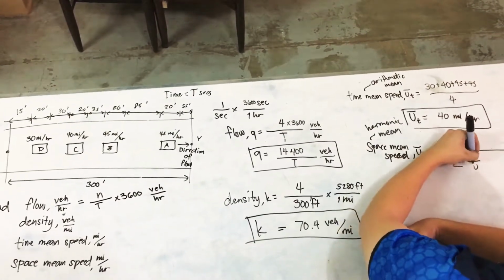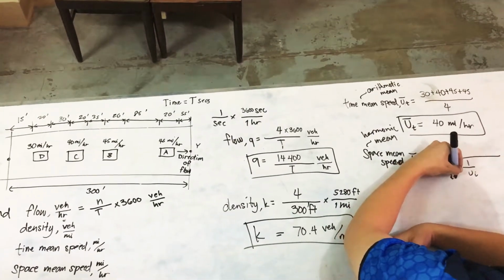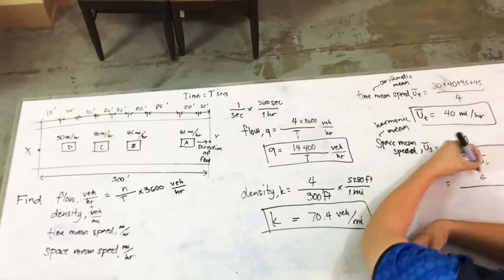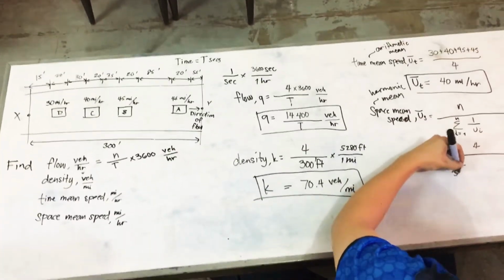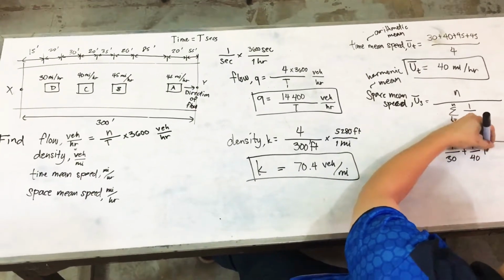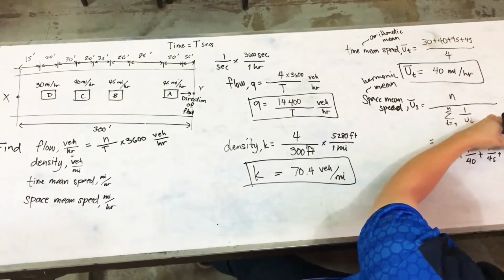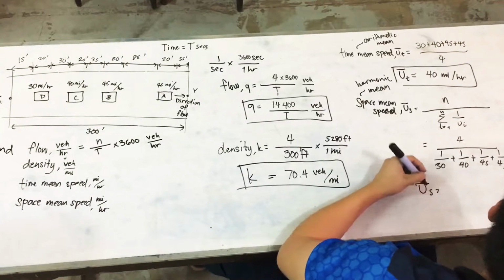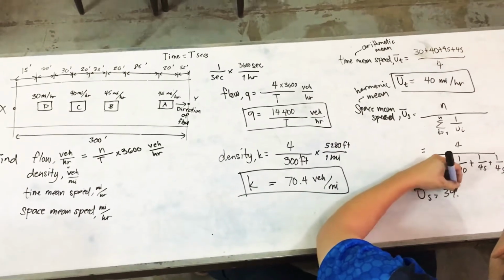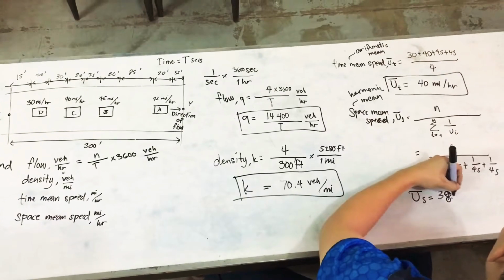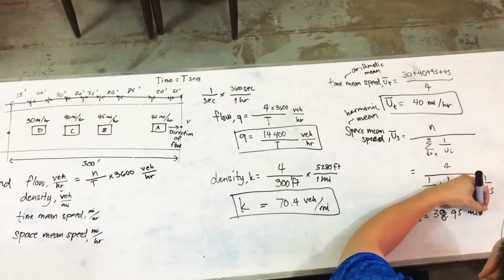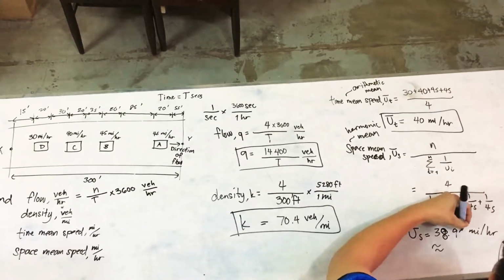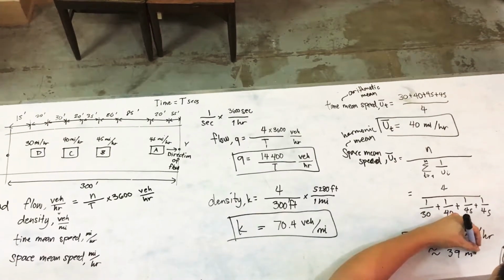Okay. Sum from i equals 1 to n. And therefore, how many vehicles are there? We have 4 over 1 over 30 plus 1 over 40 plus 1 over 45 plus 1 over 45, and therefore our space mean speed is just equal to 38.92 miles per hour, or approximately 39 miles per hour.